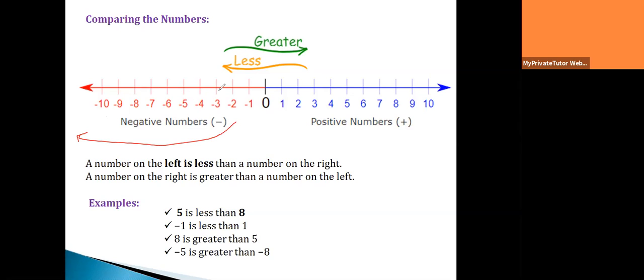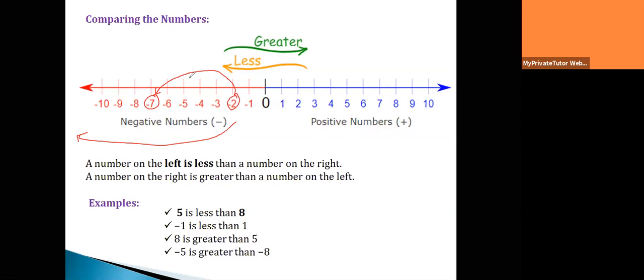For example, if you compare -2 and -7, -7 is the smaller number because -7 is placed on the left side of -2. That's how we compare these numbers. On the greater side, 6 is greater than 2 because 6 is placed on the right side of 2. That's how we generally compare numbers using the number line.